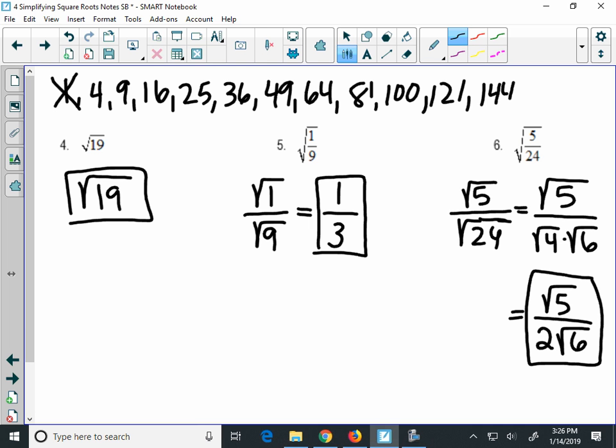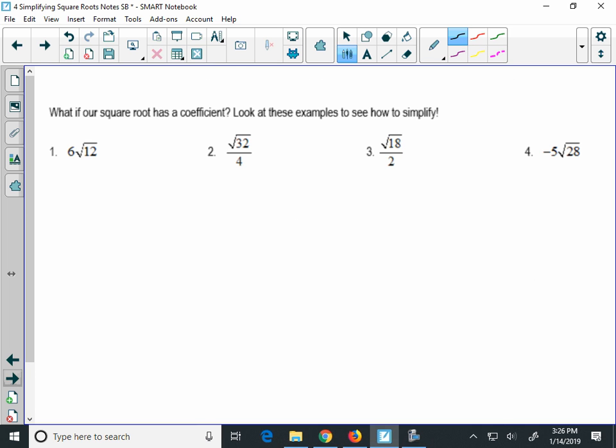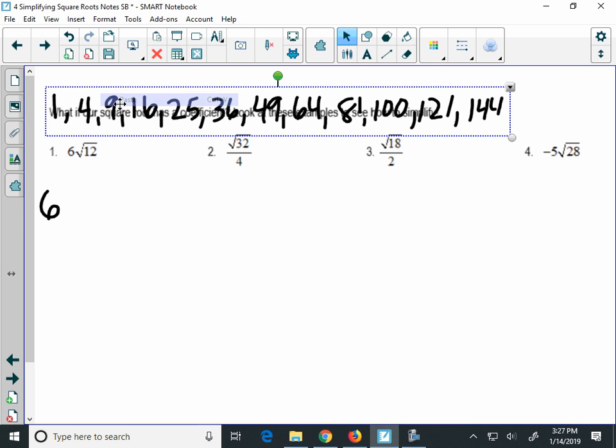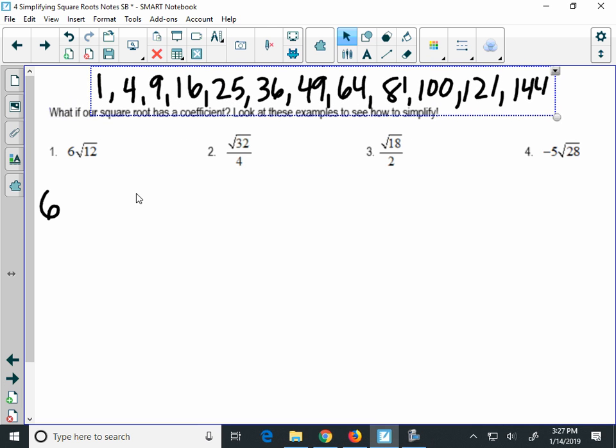All right, now those aren't too bad, just simplifying square roots. But we're going to see in this unit that sometimes our square root is going to have a coefficient. 6 times radical 12. Now here, I'm going to leave the 6 out in front for now. That is part of the problem. We want to break down radical 12. And I'm going to copy that list back over, again, right here, so we can reference it.